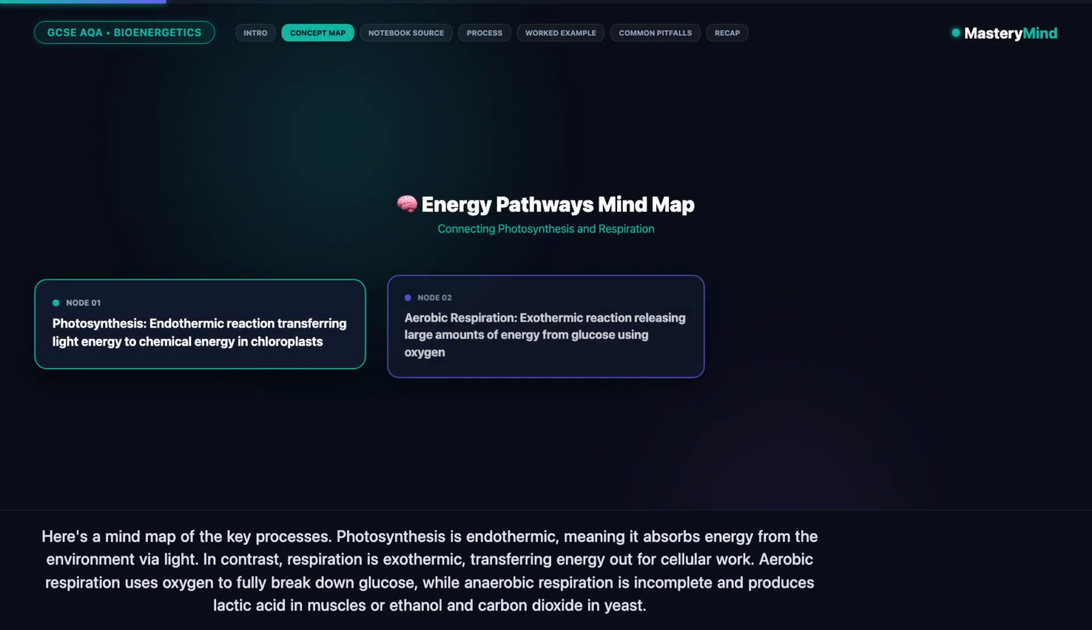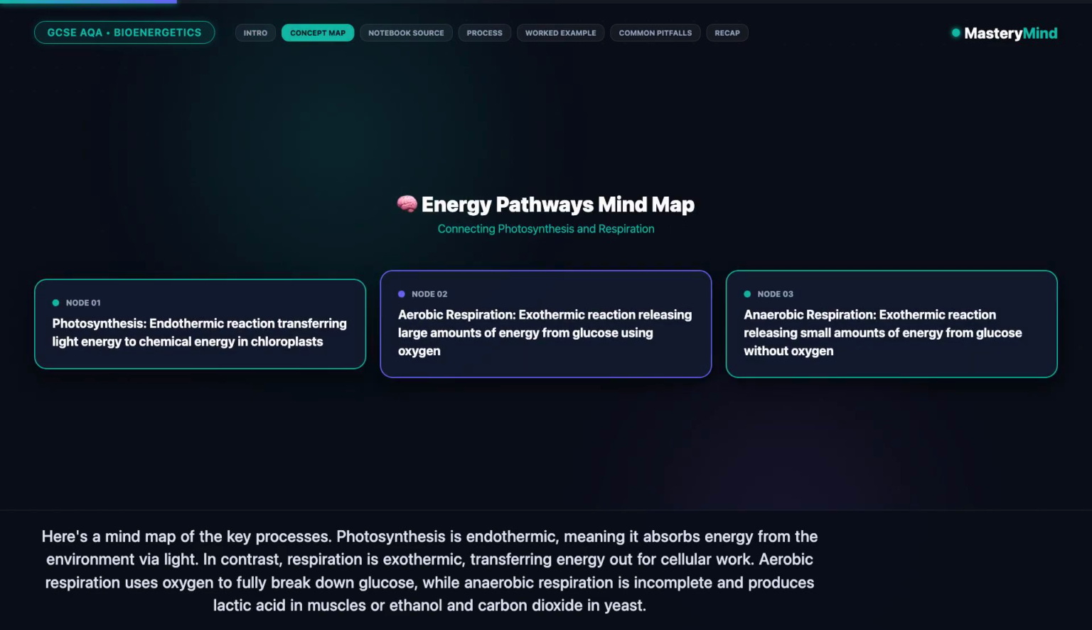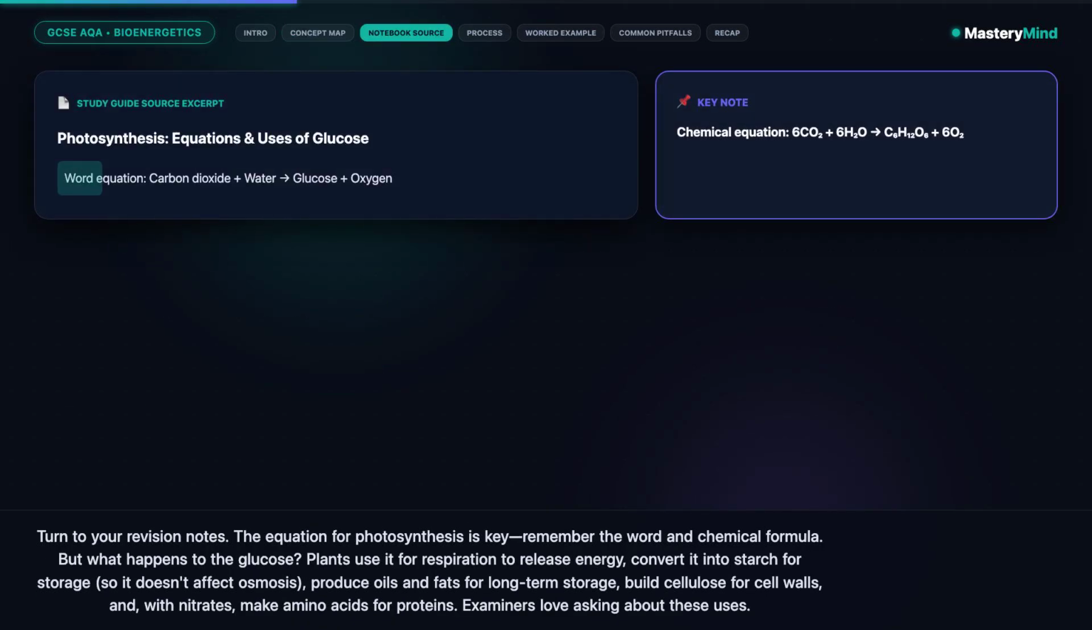Let's dive in. Here's a mind map of the key processes. Photosynthesis is endothermic, meaning it absorbs energy from the environment via light. In contrast, respiration is exothermic, transferring energy out for cellular work. Aerobic respiration uses oxygen to fully break down glucose, while anaerobic respiration is incomplete and produces lactic acid in muscles or ethanol and carbon dioxide in yeast.